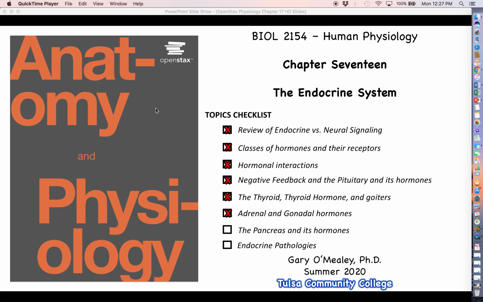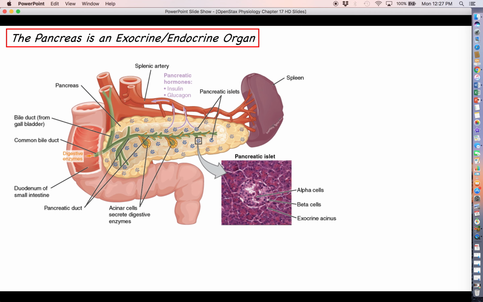So we are nearing the end of our unit on the endocrine system, so one of the last major glands for us to discuss is the pancreas and its hormones. So let's waste no further time and get right after it.